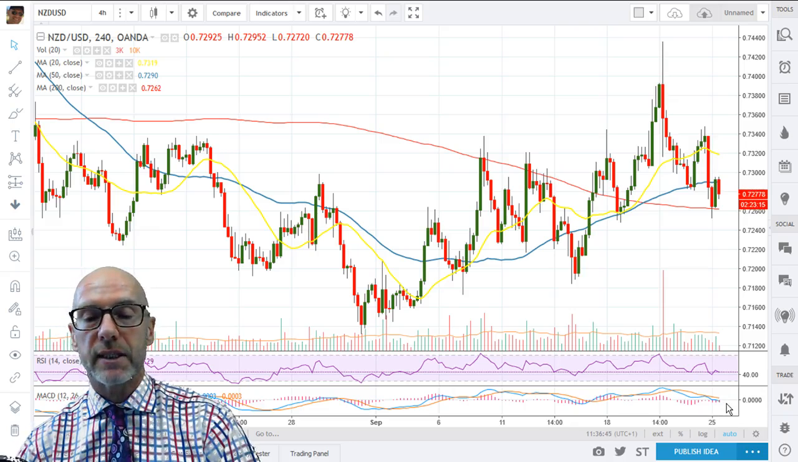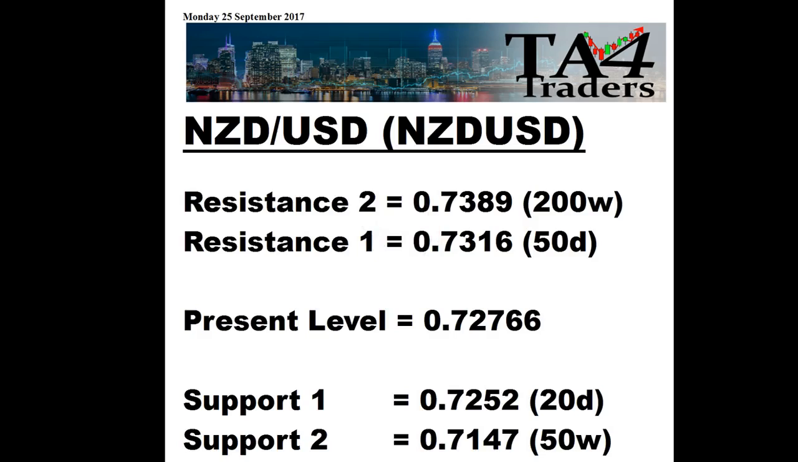Let's look at the support and resistance levels. Resistance at the 50-day, 73.16. Then that dominant factor, the 200-week, which is presently at 73.89. With support at the 20-day, 72.52, and the 50-week, 71.47.